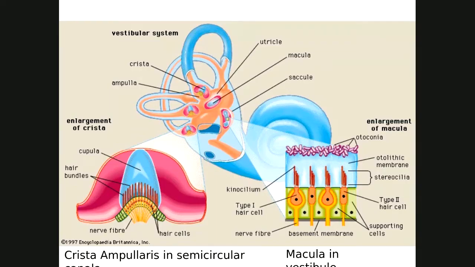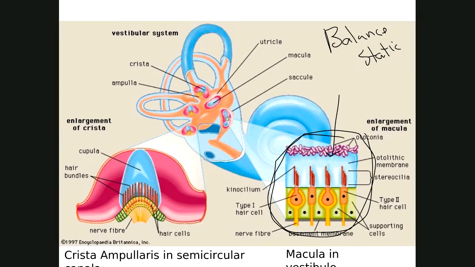So, 2 types of balance. So we have static balance. Static balance, remember, is just knowing which way is up, which way your head is pointed. That's this, that's the macula. So what would happen, you think, if this stopped working? Because it can. You can have an inner ear infection. If you get an inner ear infection and these don't work, you don't know which way up is.